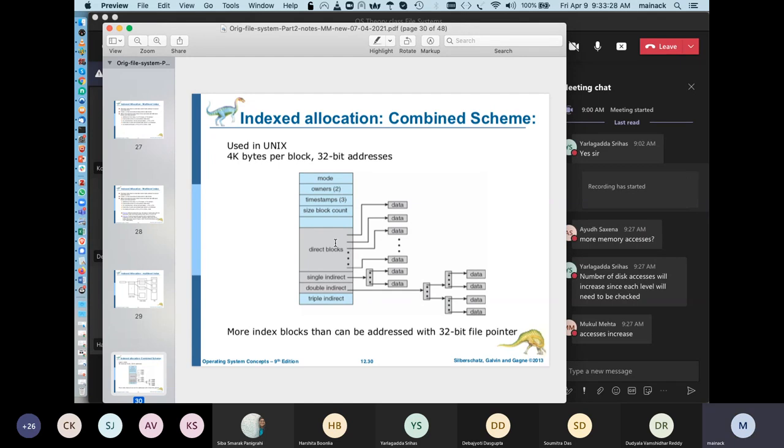So this is the exercise for you: if there are n such blocks, like the single indirect, double indirect, triple indirect plus direct blocks, total you can have n. Then what is the maximum file size that you can support using this?